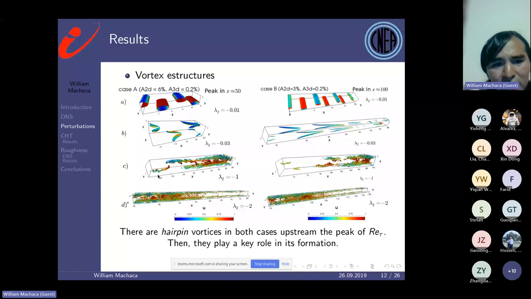In C, you can see the hairpin vortices, that is a characteristic of the super late stage. And in D, we can see the evolution and interaction of this vortex that generate the turbulent region. It is important to see in these figures that upstream the peak of the friction Reynolds number, there are hairpin vortices populating the channel cross section. Then these vortices play a key role in the formation of the peak of the friction Reynolds number.